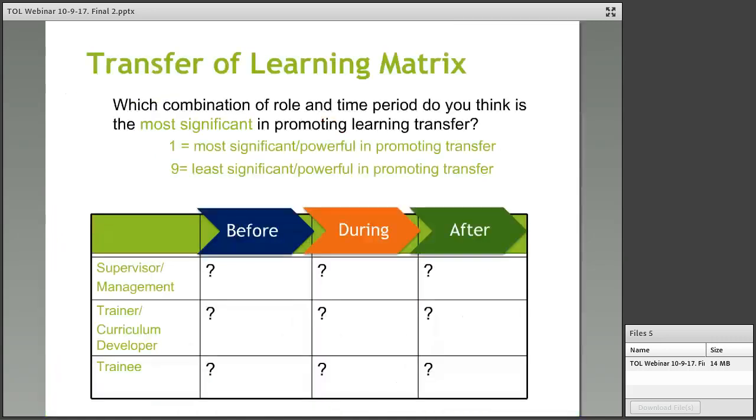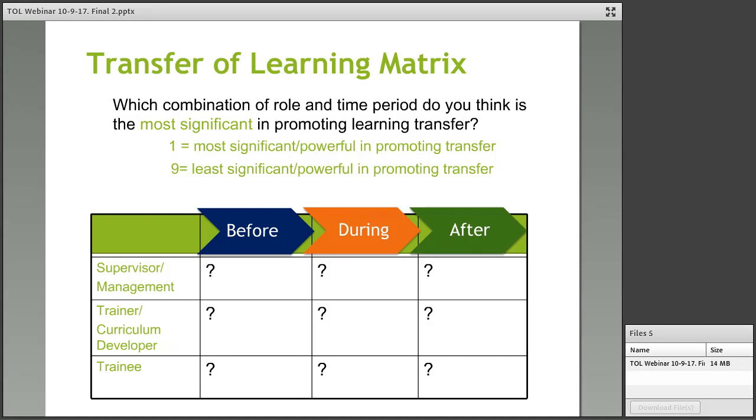So this next slide is a transfer of learning matrix. Take a look at the slide, and you'll notice that there are different blocks, before, during, and after: supervisor, management, trainer, curriculum developer, and trainee. Think about the three roles: supervisor, trainer, trainee, and the time frames, before, during, and after.